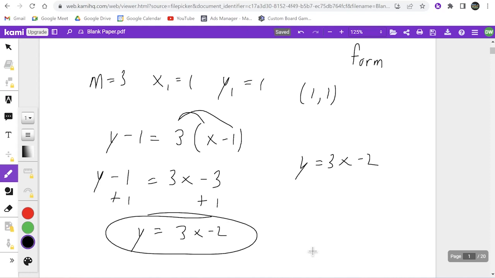Typically, students in Algebra 1 prefer y equals mx plus b, slope intercept form. So that's what I'm going to be doing today. But if you prefer point slope form, then by all means, you can do that on the homework.